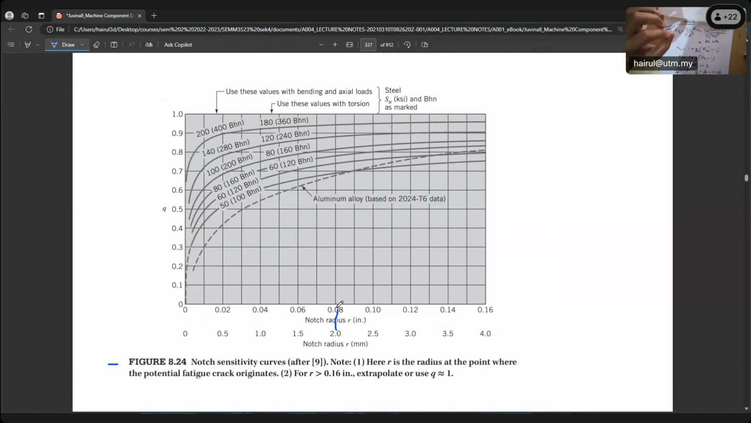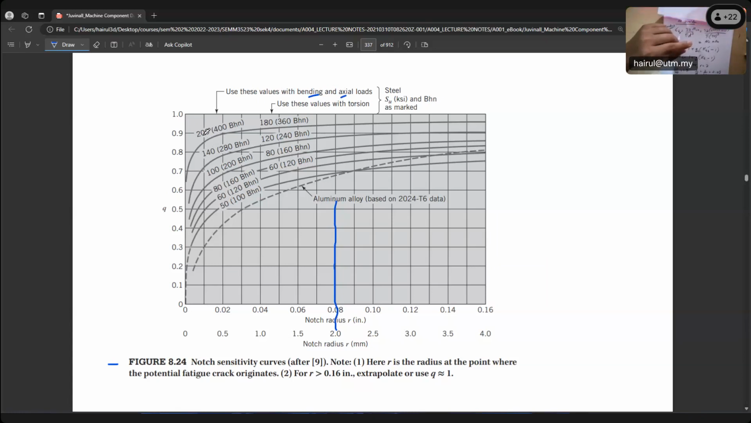So 2 millimeter. Bring it up until it intersects with the, can you see? Okay, this is the distribution of the scale. You have two zones here. You use this scale, 50, 60, 80, 100, 140 to 200, for bending and axial. You use the second zone scale for torsion. But in our case, bending, right? We are focusing on bending, so we use this scale on the left here.